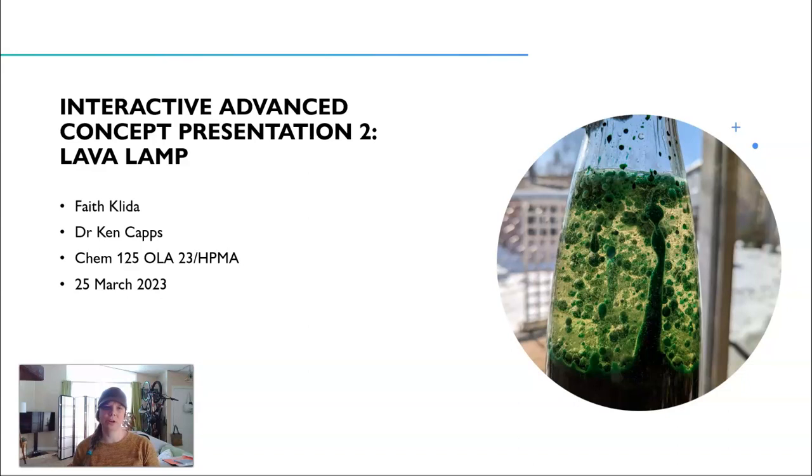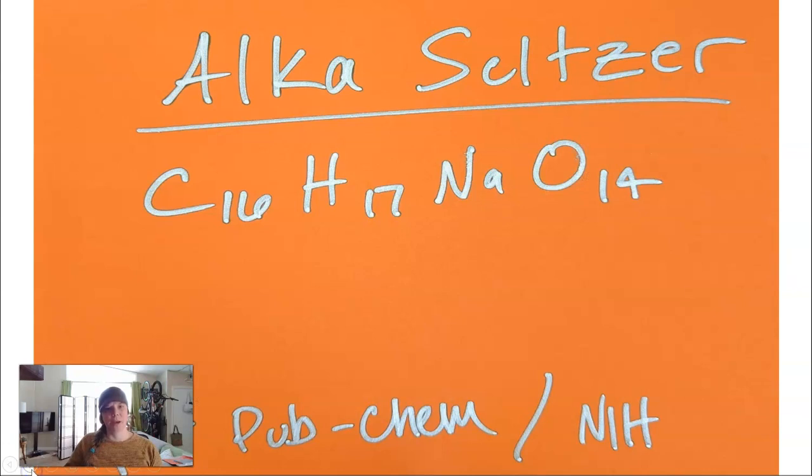This is a quick introduction about the DIY lava lamp presentation that we've prepared for week 2 for our interactive advanced concept presentation for Chem 125. And in starting to look through what I needed, I prepared all of my tools and my ingredients, but I was really curious about the chemical reaction.